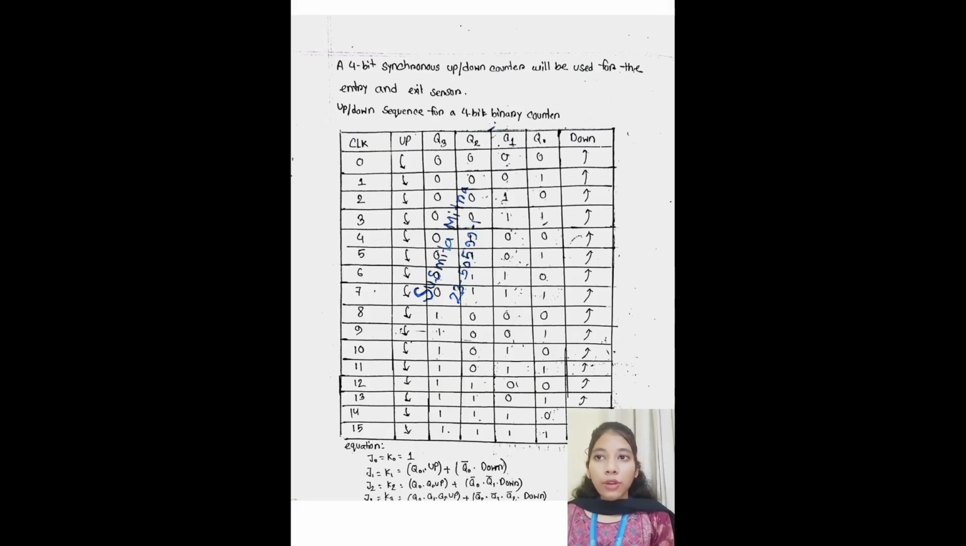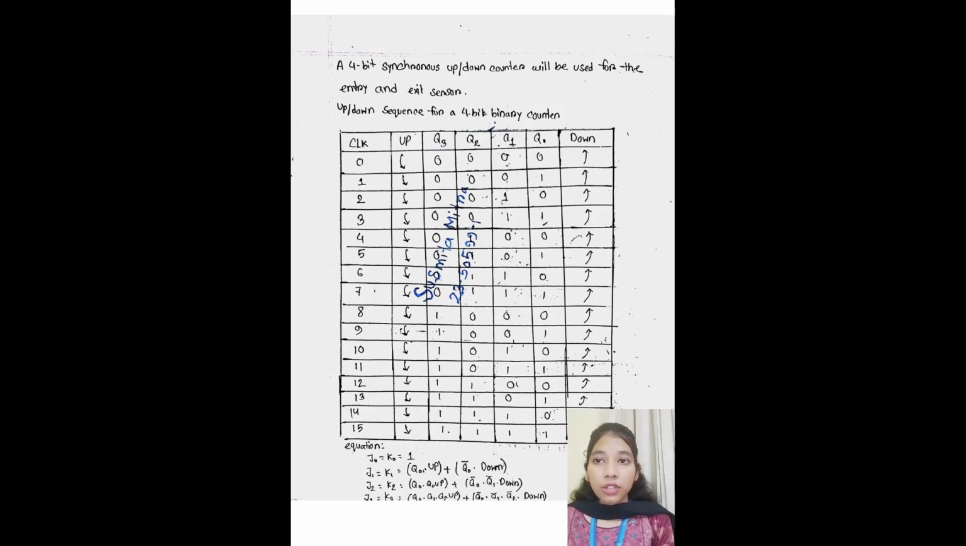Here, for counting cars, a 4-bit synchronous up-down counter is used, as it is sufficient for our 12 cars capacity. It details the sequence of the counter operation from clock 0 to 15. The counter has an up input and a down input, where when up is high, the counter increments. When down is high, the counter decrements.